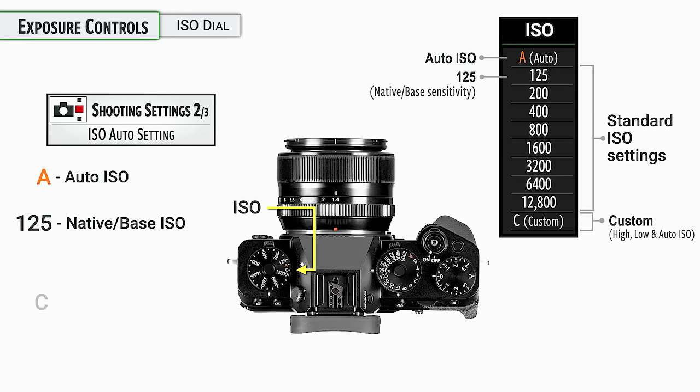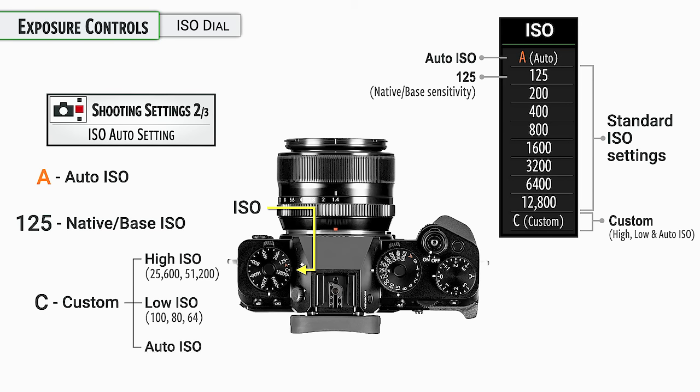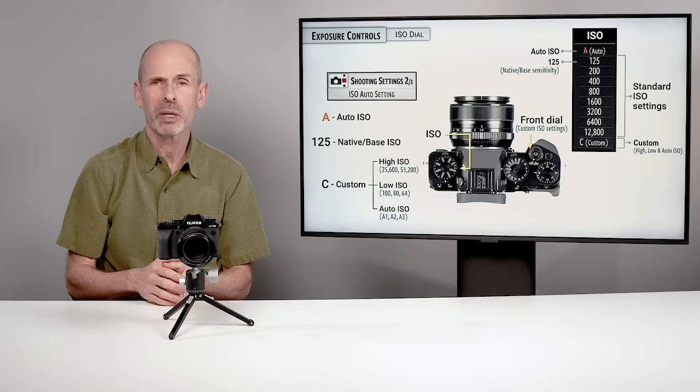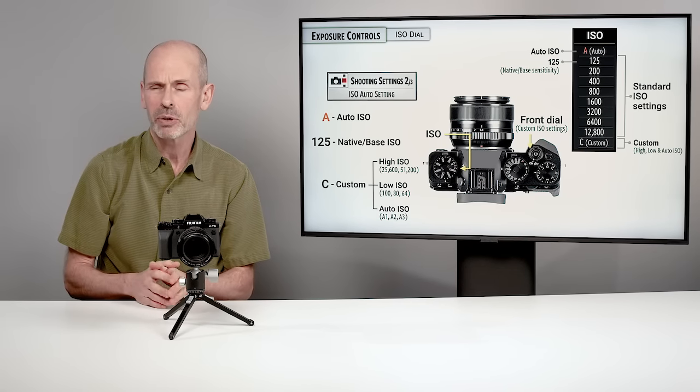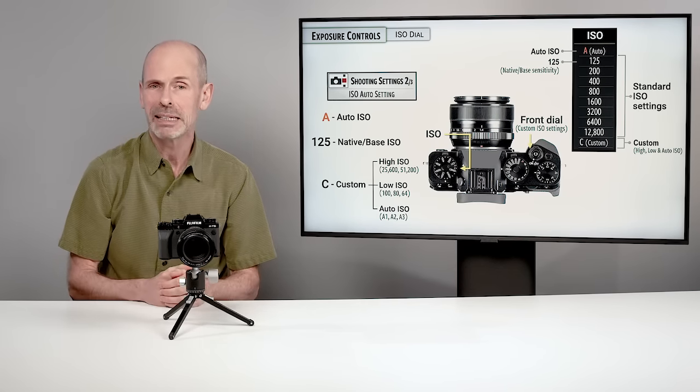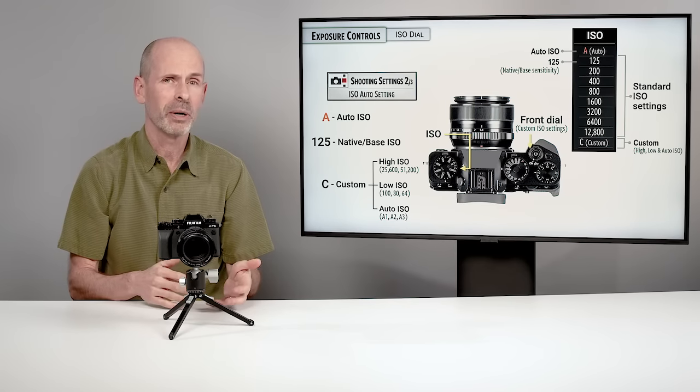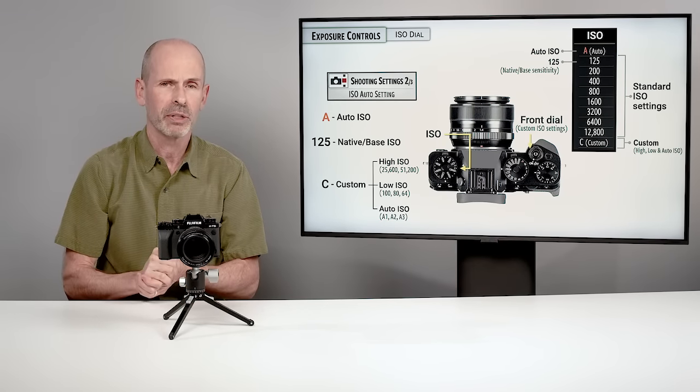And then we get to C, which is custom, which is where we get to really set a lot of things on our own. We can set either an extra high setting like 25,000 or 51,000. We can also go down to some low settings below 125, all the way down to 64 if we want to pull it down there. Now we generally don't want to use low ISOs because they do lose dynamic range by about a stop, so you only want to use those if you absolutely need to. You don't want to use the higher ones because you're going to get noise, but I'll show you that here in just a moment.